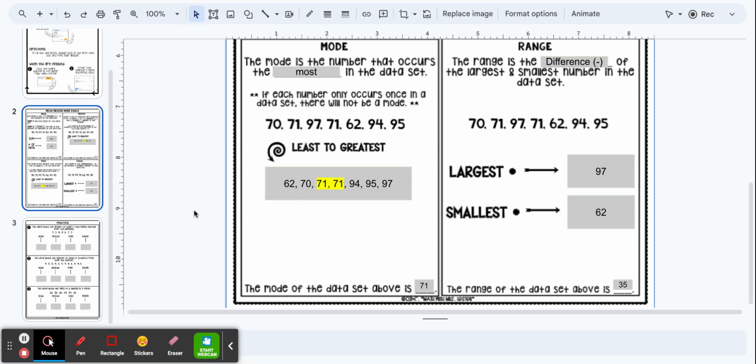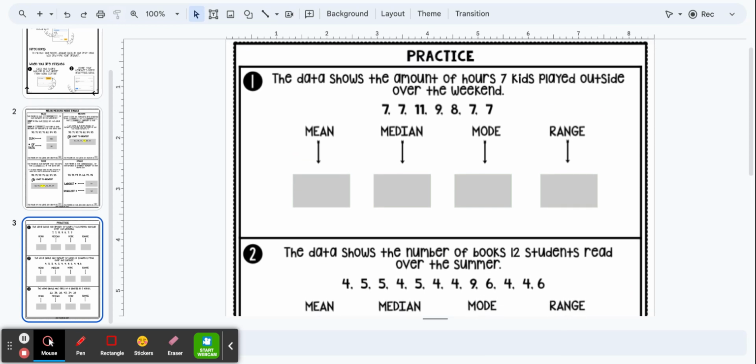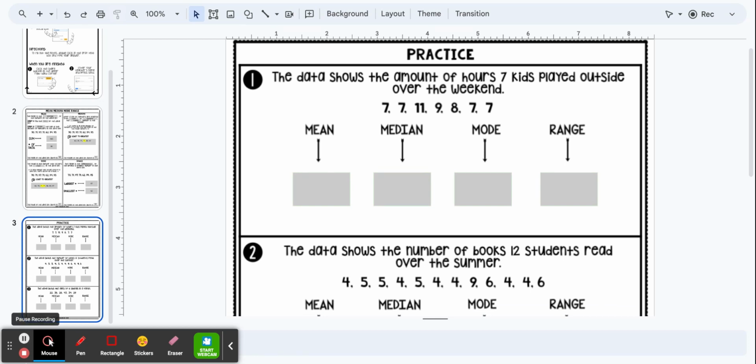Okay, we're going to look at a set of numbers and we're going to practice finding the mean, median, mode, and range for them together before you guys go practice on your own. So for number one, it says the data shows the amount of hours 7 kids played outside over the weekend. I want to point out that it says 7 kids here, because if it tells us that there's 7 kids, we should have 7 numbers here to represent the 7 kids. So 1, 2, 3, 4, 5, 6, 7. So that works.